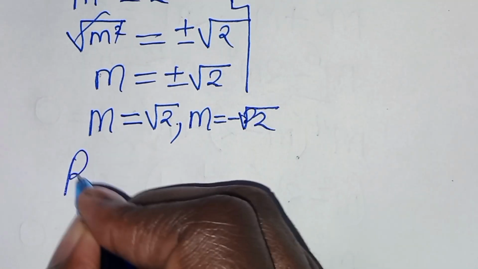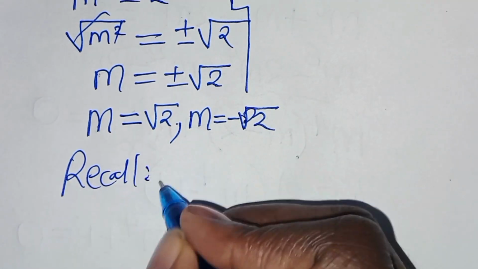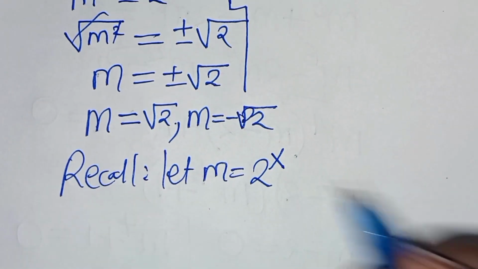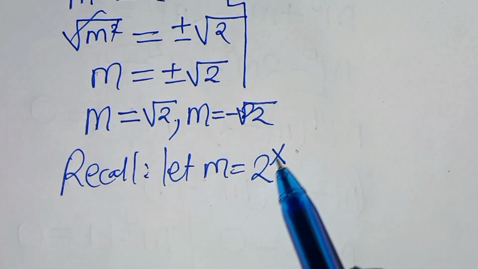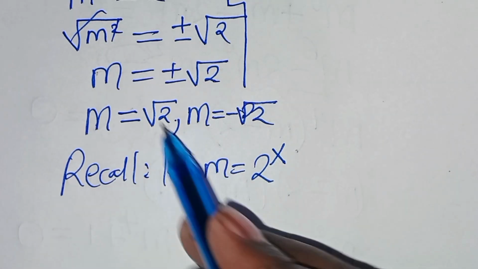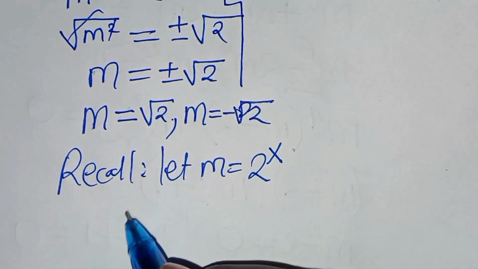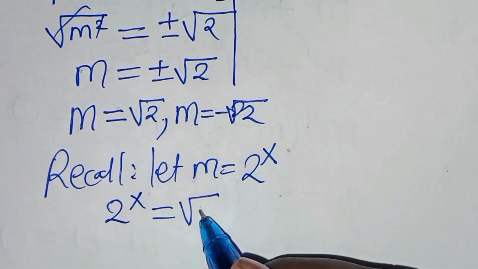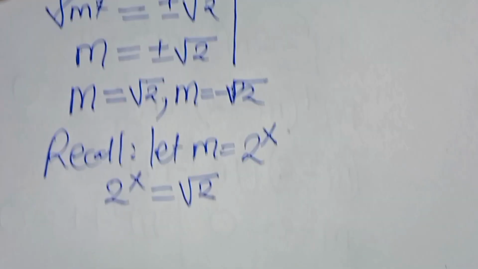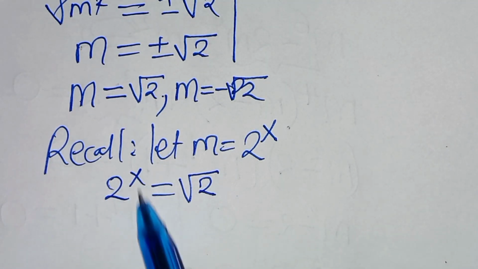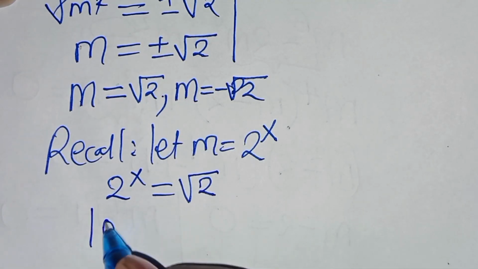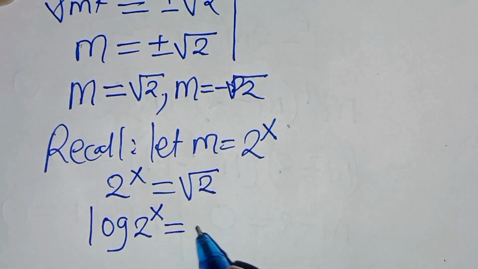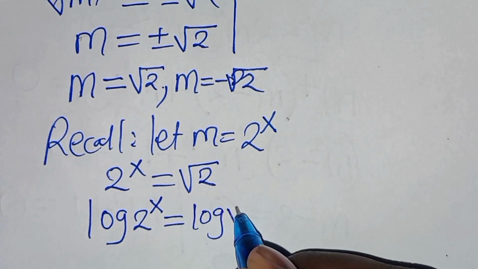Now, if you recall, we have seen that let m be equal to 2 to the power x. So let's start with the first value of m. 2 to the power x is equal to square root of 2. To solve for x here, we have to introduce logarithm on both sides. We have log 2 to the power x equal to log square root of 2.